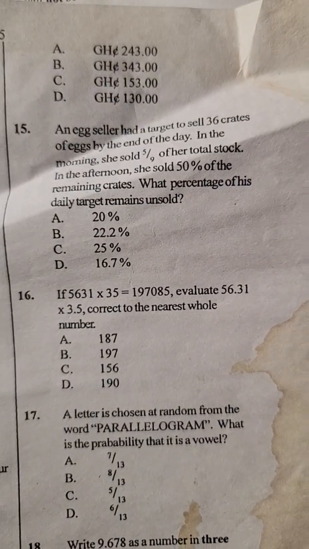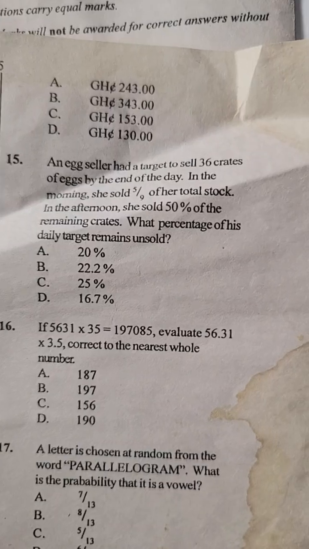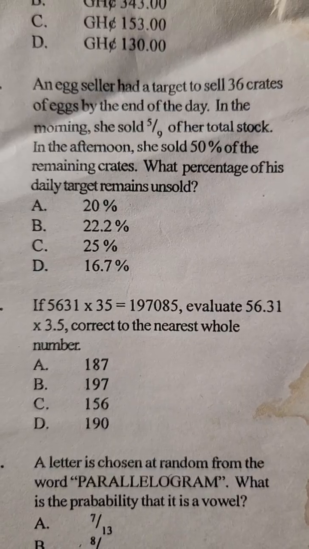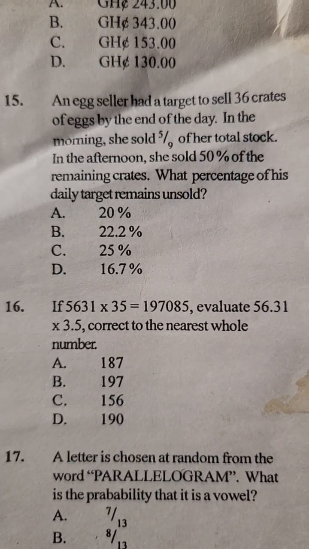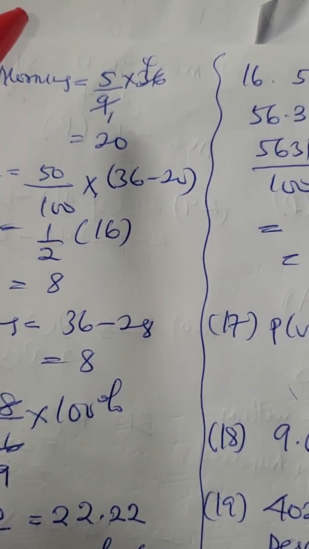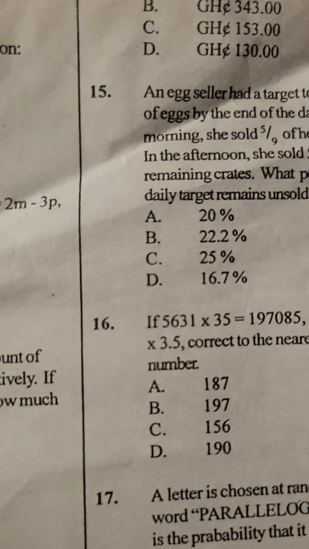Option A. Question 15. An egg seller had a target to sell 36 crates of eggs by the end of the day. In the morning, she sold 5 out of 9 of her total stock. So in the morning, 5 out of 9 times 36. So 9 here, 1, 9 there, 4, 5, 4, 20. So 20 were sold in the morning.